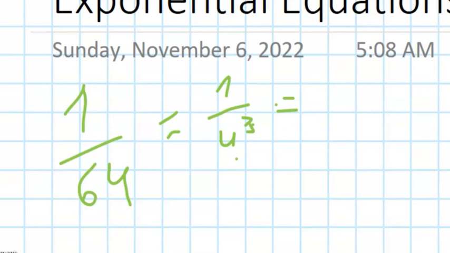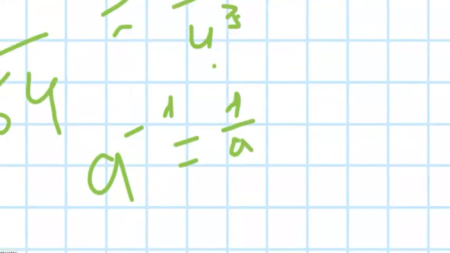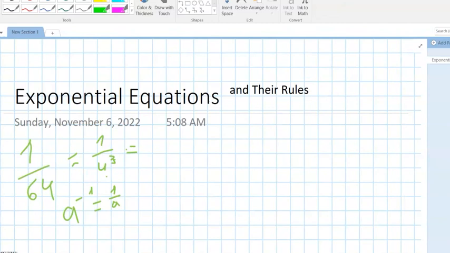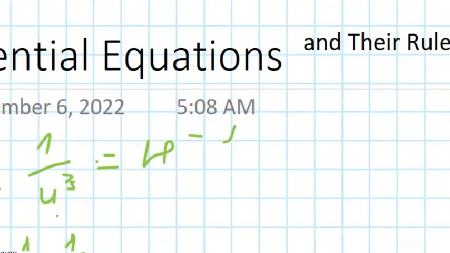In this case, we can represent it with our formula: a to the minus 1 is equal to 1 over a. So using this formula, what does it give? It's going to give us 4 to the minus 3.